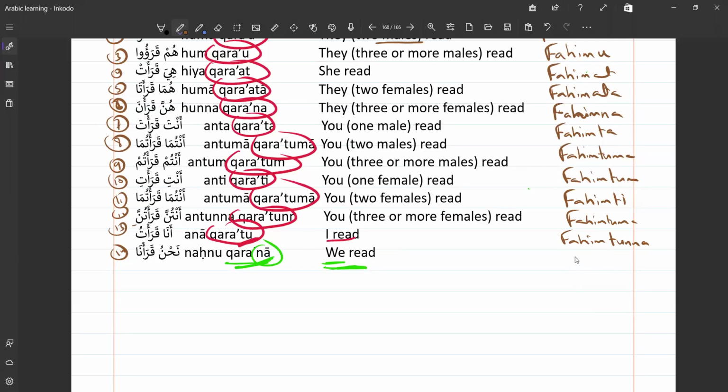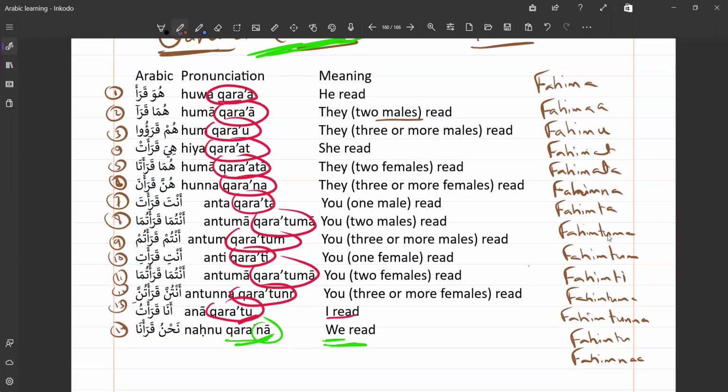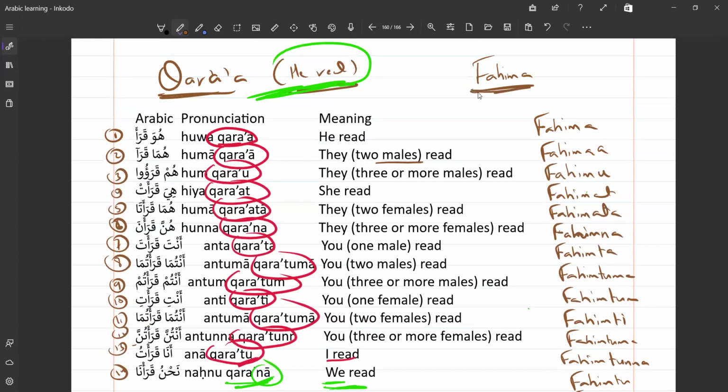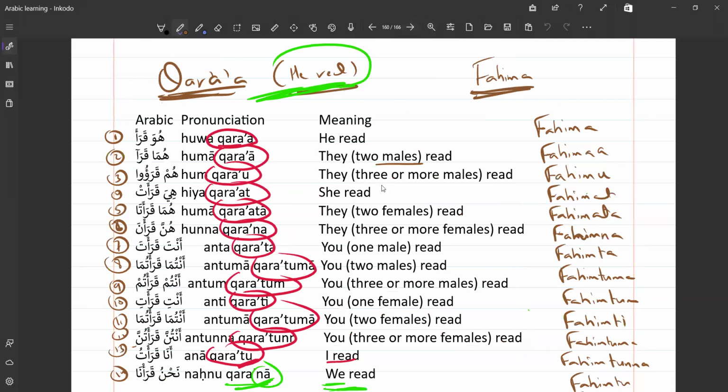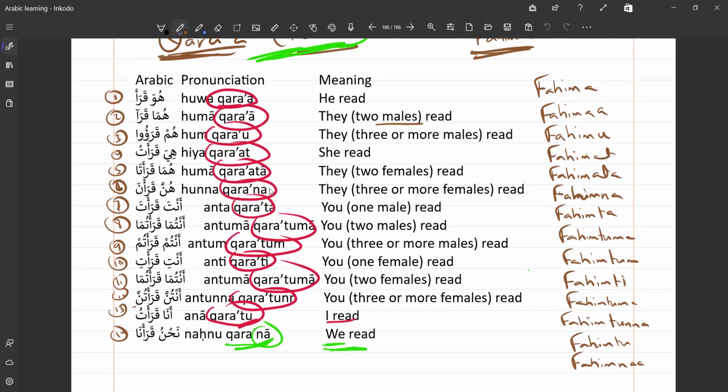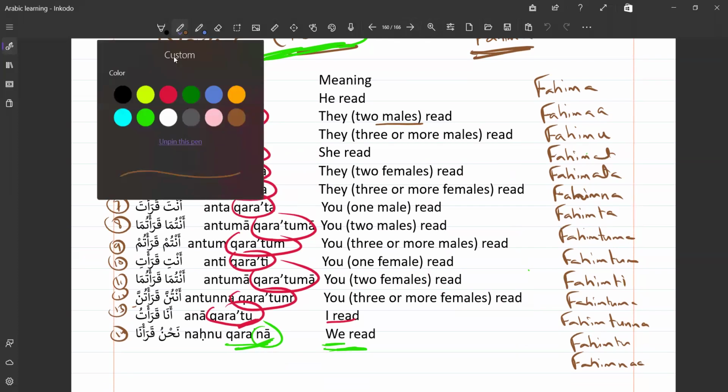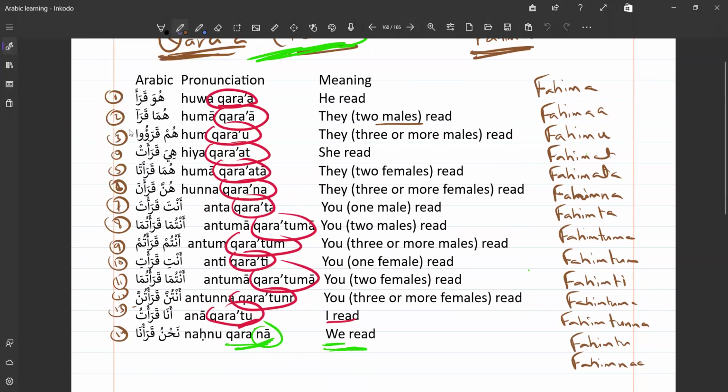And then the last two variations are for the first person. Fahimtu, meaning I understood, and fahimnā, meaning we understood, right? So you can see how I mapped the girdan of the word fahima the same way as the girdan of qara and the same way as the girdan of kataba. You just have to learn the endings of the variations. The endings remain the same no matter what the verb is, right?